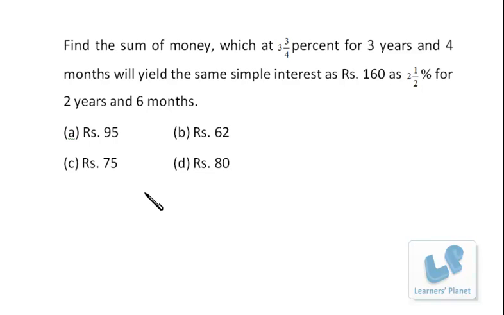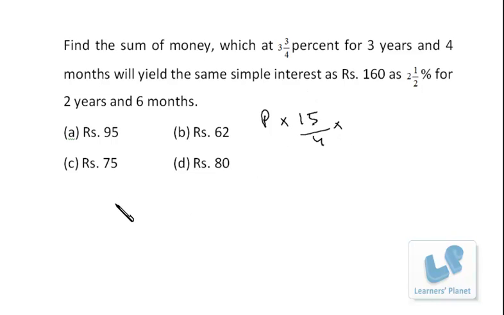Now let's do this. Find the sum of money which at 3¾% for 3 years and 4 months will yield the same simple interest as rupees 160 at 2.5% for 2 years and 6 months. Okay, now I assume the principal is P. So it's P. Rate of interest is 4 3s are 12 plus 3, 15 by 4%.